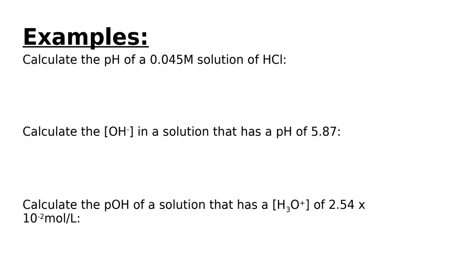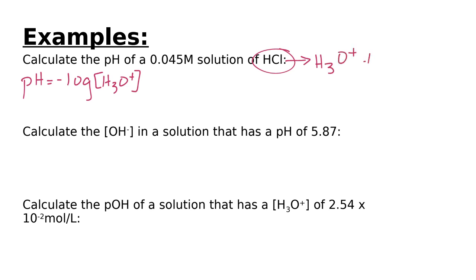Let's do a few pH or pOH calculations. It says calculate the pH of a 0.045 molar solution of HCl. Well, we know that to calculate pH, I need to know the negative log of the molar concentration of the hydronium ion. And I just see that I have HCl. Well, we recognize that HCl is a strong acid, right? It's one of those binary acids. And it's going to break down and release hydrogen ion.